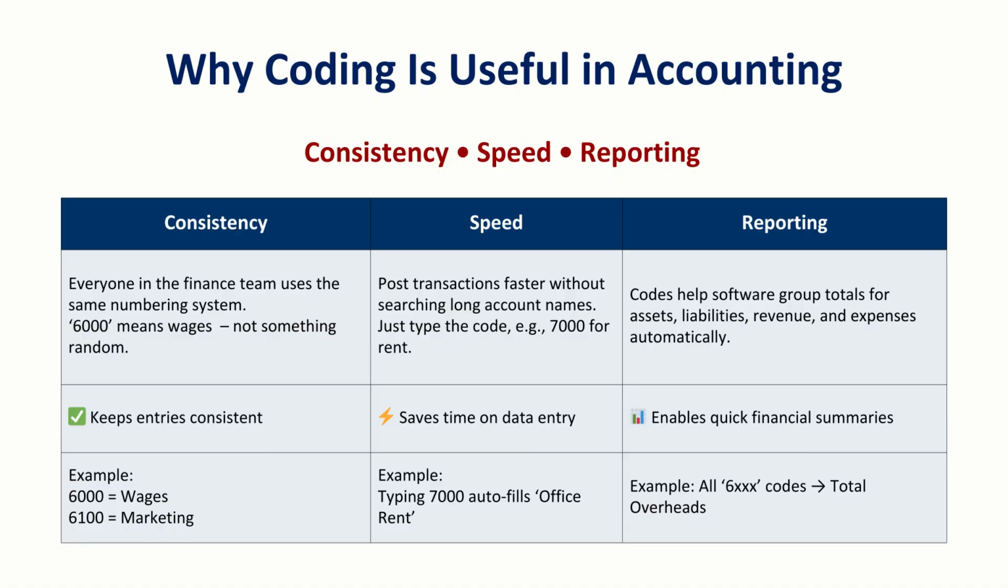Why is coding useful? Consistency. Everyone in the finance team uses the same numbering system, so for example, code 6000 means wages, not something random. Speed. You can post transactions quickly without searching long account names. Reporting. Codes help your software instantly group totals for assets, liabilities, revenue, and expenses. For example, if all expense codes begin with 6, you can easily pull out all your costs by asking the system to total anything that starts with 6.